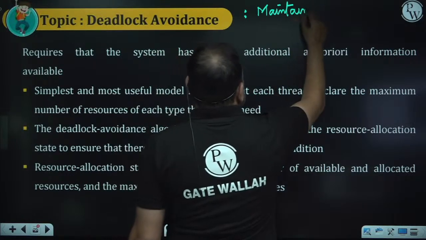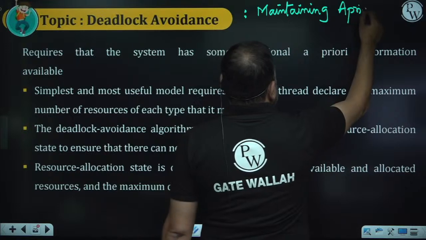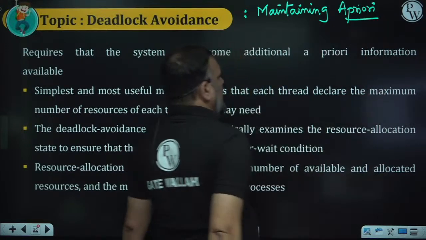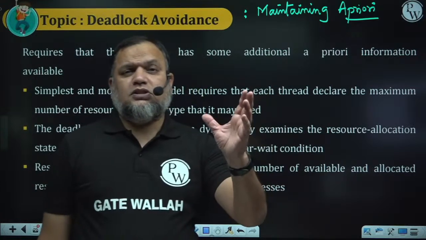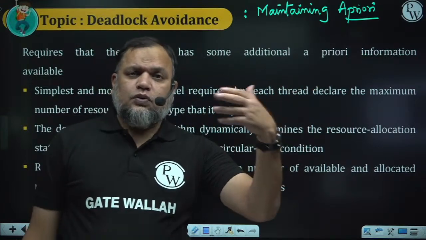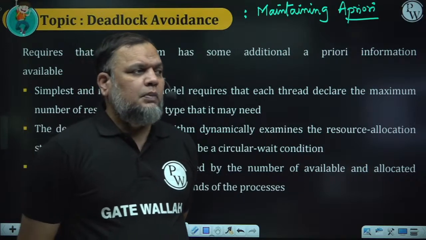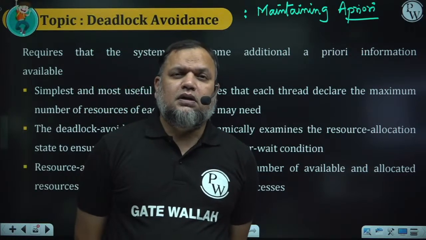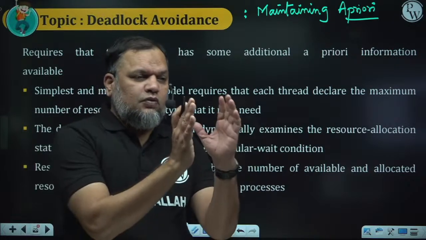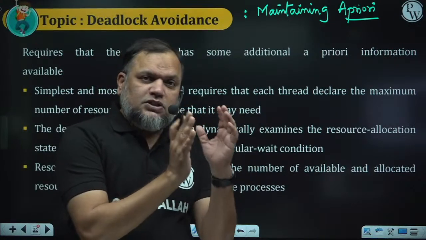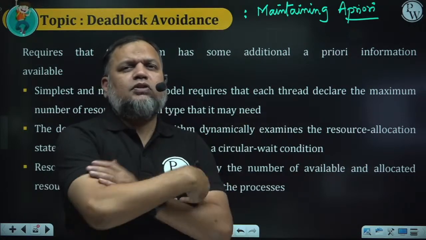A priori मतलब beforehand. मतलब you are forcing the processes to demand what is the requirement for resources before they start their execution. मतलब हर process ने अपना demand बताना है before starting their execution. What is the maximum number of copies of resources that a process P1 wants for all the resources, P2 wants for all the resources, P3 wants for all the resources.